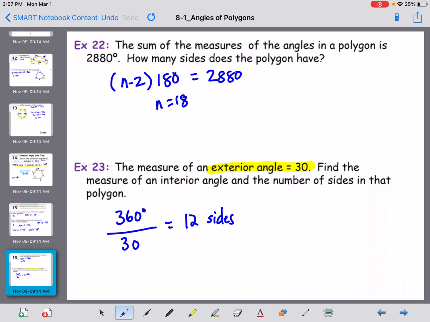And I want an interior angle. All right, well, I've already said an interior plus an exterior equals 180. So 180 subtract 30 is going to give me 150 degrees. So I've answered that question.